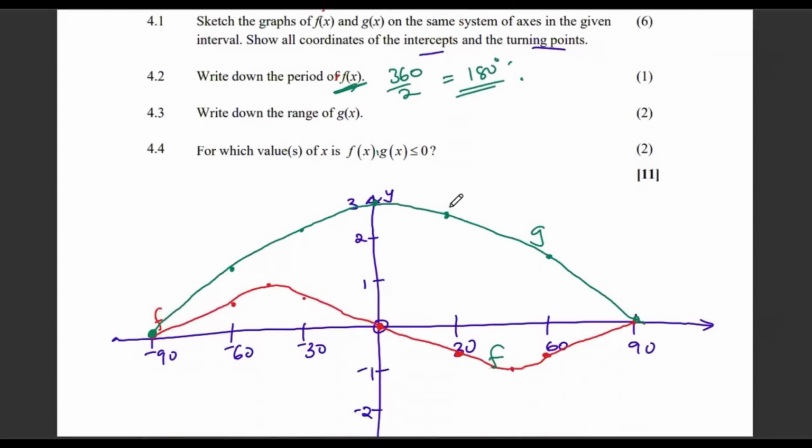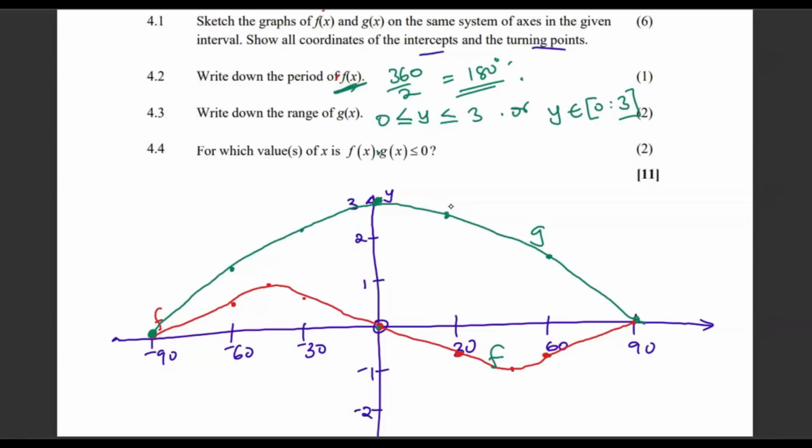Okay, then they want the range of G. So with G, with the range, we're talking about the Y values. The maximum is a 3, the minimum is a 0. So you can say that 0 is less or equal to Y, Y is less or equal to 3. Alternatively, somebody can say Y is an element of 0 and 3, something like that. And then for which values is the F of X, G of X, less or equal to 0?